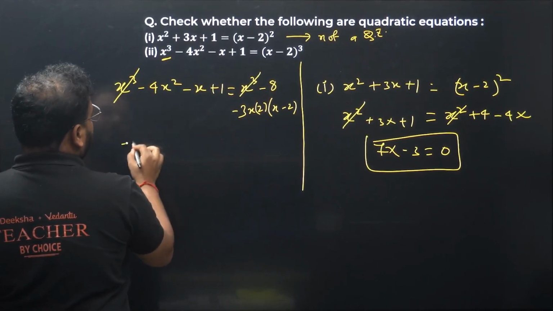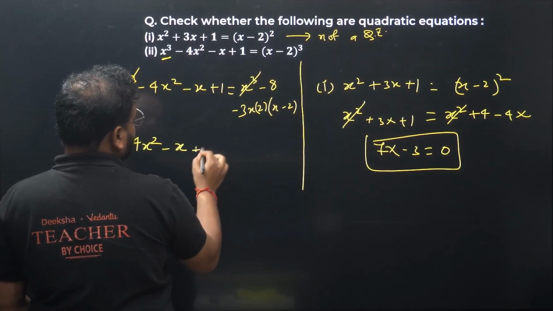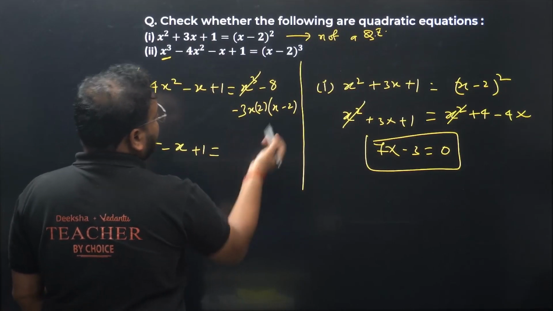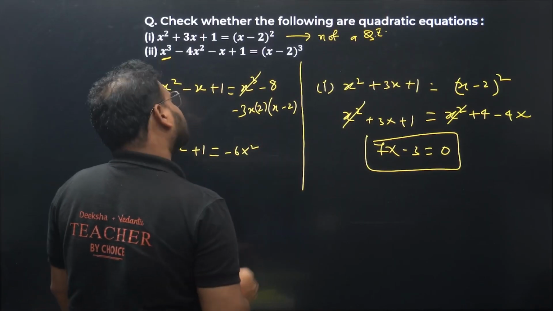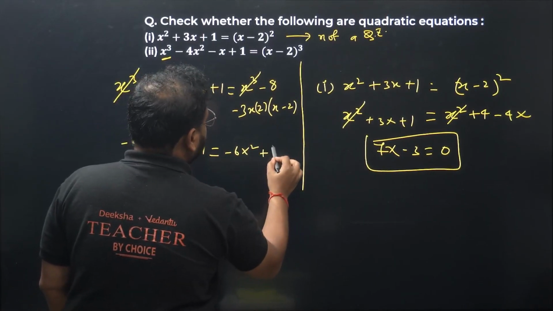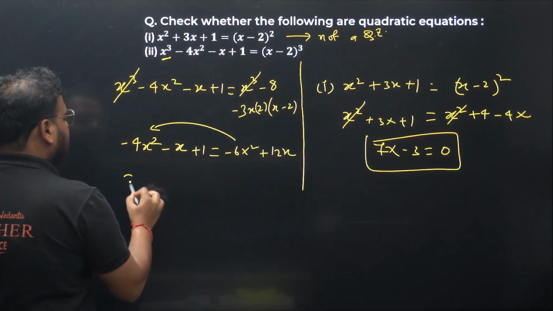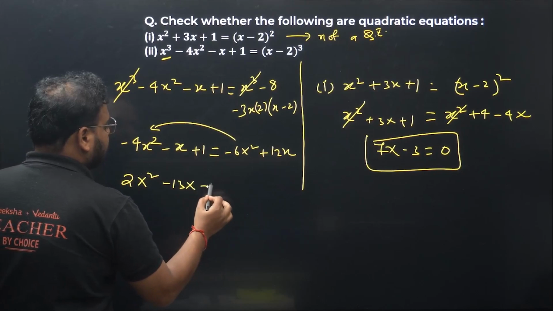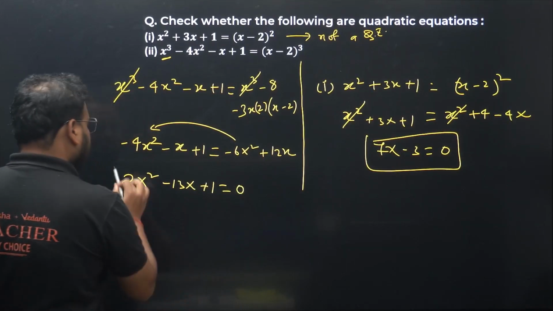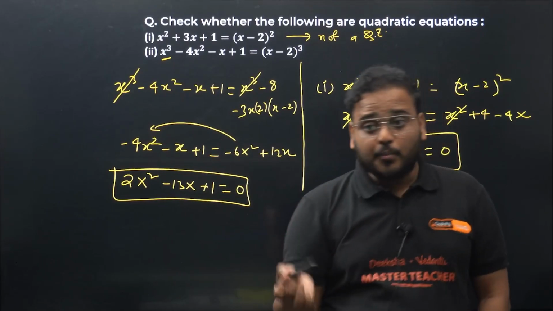I'll have over here minus 4x square minus x plus 1, and this side I have minus 6x square, and we have minus 6 into 2, so it will become plus 12x. If you see, these two are not cancelled, so it will become simply 2x square minus 13x plus 1, I guess. Guys, please cross check if I have made any calculation mistake.